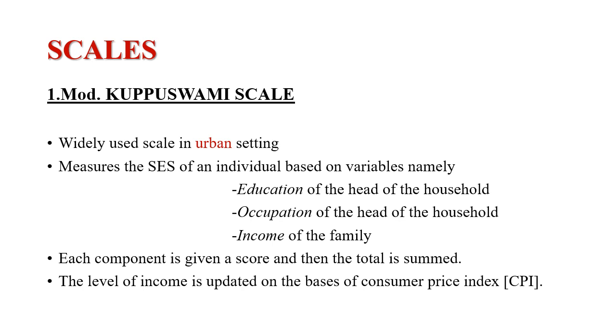First is the modified Kuppuswamy scale. This is a widely used scale in urban settings. It measures the socio-economic status of an individual based on variables, namely the education of the head of the family, the occupation of the head of the family, and the income of the whole family. Each component is given a score and then the total is summed. The level of income is updated on the basis of the consumer price index.